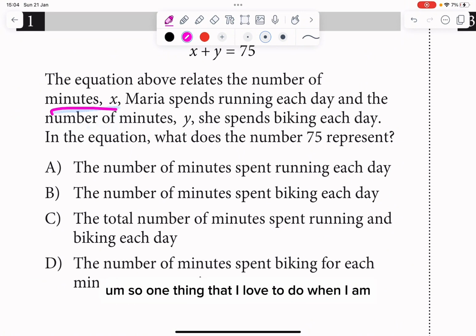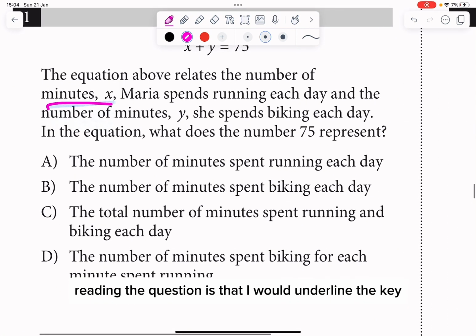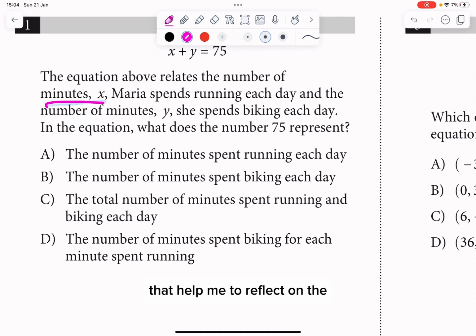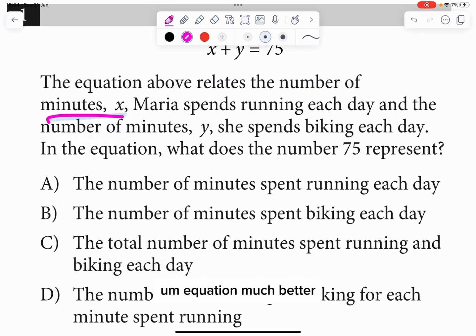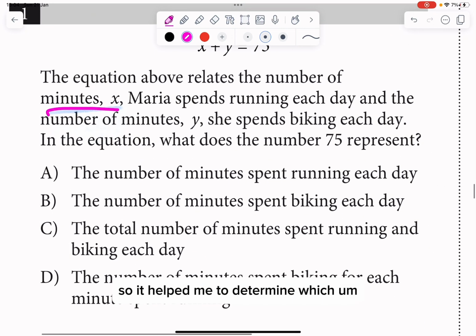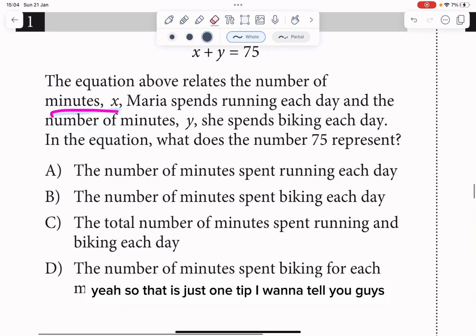So one thing that I love to do when I am reading the question is that I would underline the key points of the question, so that it helps me to reflect on the equation much better when I'm reading through the options. So it helps me to determine which answer is accurate much faster. Yeah, so that is just one tip I want to tell you guys.